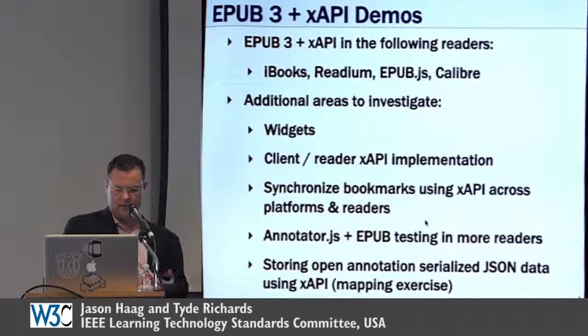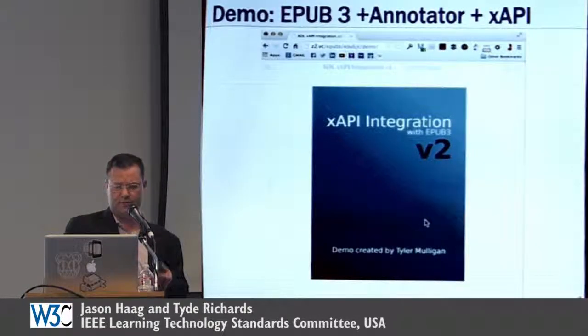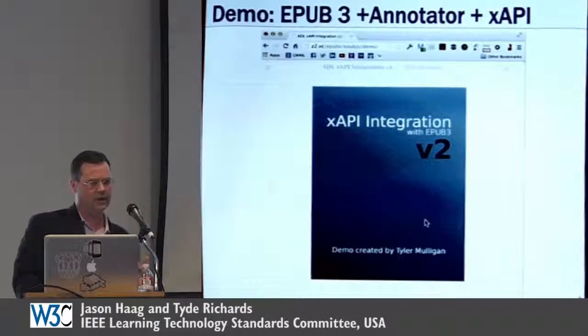Also have been looking at using Annotator and EPUB testing in more readers. We've already tested in a few. Also want to look at a potential mapping exercise of the serialization of the JSON data through Open Annotation. So here's a few screen captures. Didn't think we'd have time for a demo.